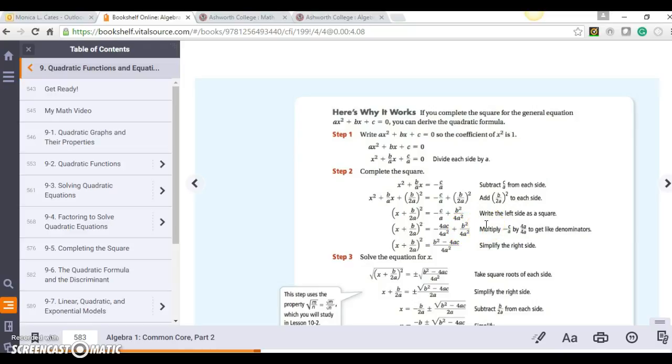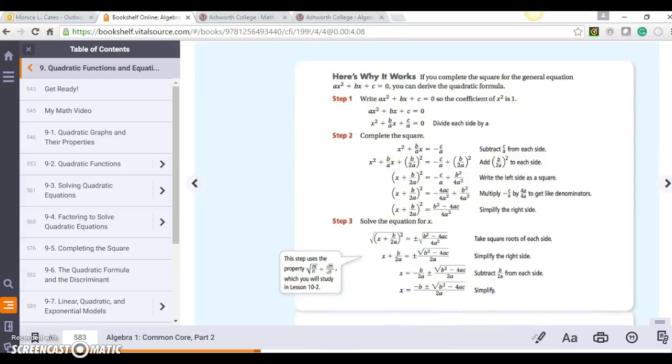I write the left side as a square, then multiply negative c over a by 4a over 4a to get like denominators, because I want to be able to add these. When I do that, I get b squared minus 4ac. I put it in this order so that my minus sign is over here, all divided by 4a squared. And so I solve for x.